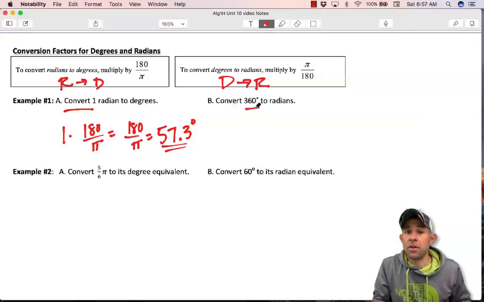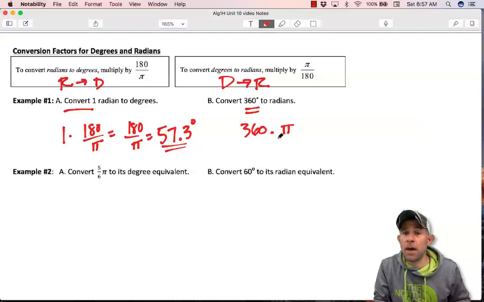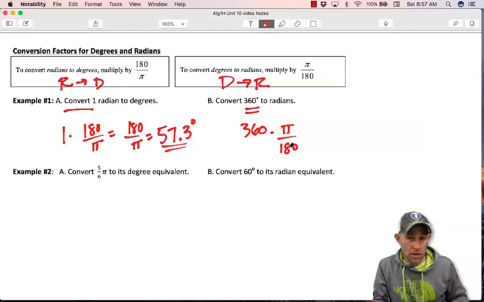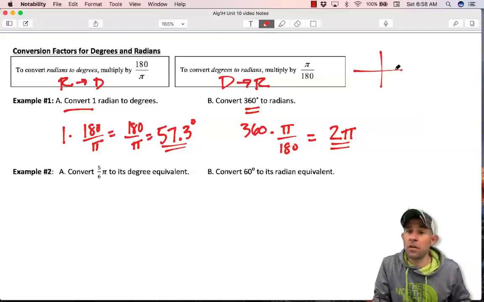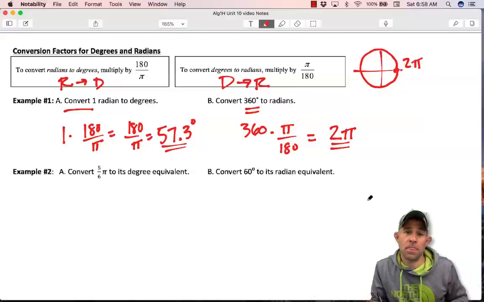Now let's convert 360 degrees to radians. So now I'm going to go degrees to radians. I take my 360 and multiply by pi over 180. When we multiply 360 pi and divide that by 180, 360 divided by 180 is equal to 2, and that simplifies to 2 pi radians, which should make sense because remember we said within one complete circle there's 360 degrees or 2 pi radians.